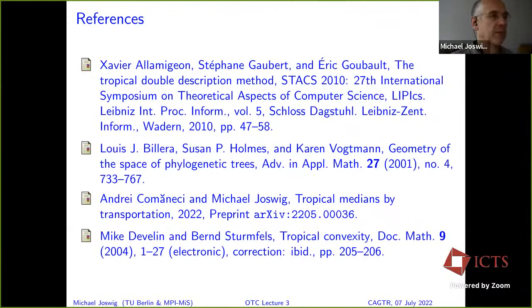Then the second paper is the one by Bilera, Holmes, and Folkman. The final one is what started this entire field of tropical convexity. And then the second but last one is our most recent preprint on the subject that I just explained. Thank you for your attention.